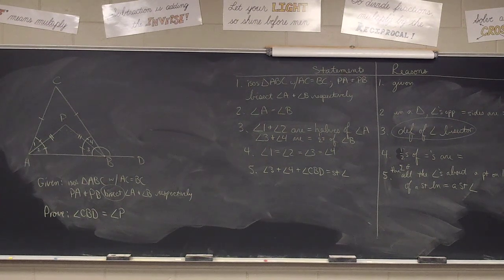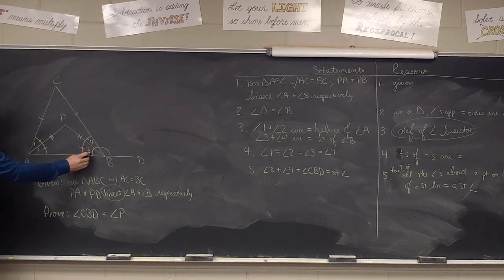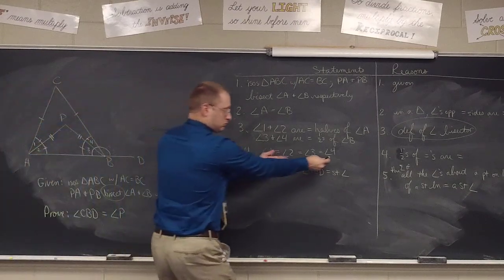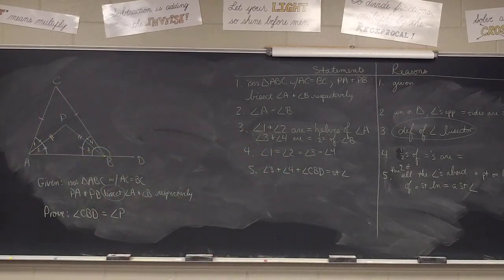Brecken? So, angle 3 and angle 4 plus angle CBD equals the straight angle. Right, that's what he said. Angle 4 is equal to angle 2 because the halves of equals are equal. Right, that's what we said there. Are you just going to restate everything? I'm just picking. I mean, sort of, but no.